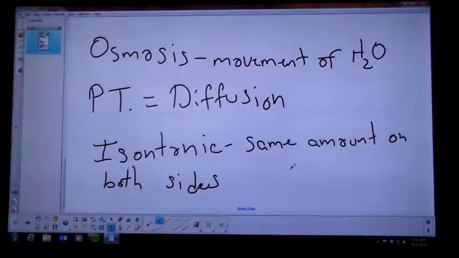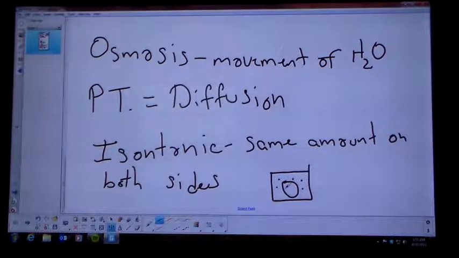An isotonic solution would look something like this. So we've got the same amount outside of the cell as we do inside of the cell. So once again, baby bear's porridge, just right. Everybody with me so far? Okay, the other two types of solution. Next one is hypertonic.